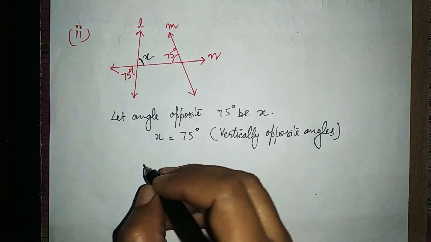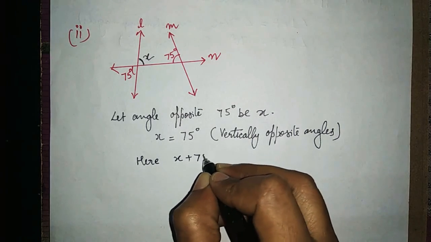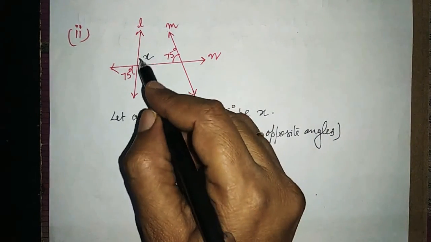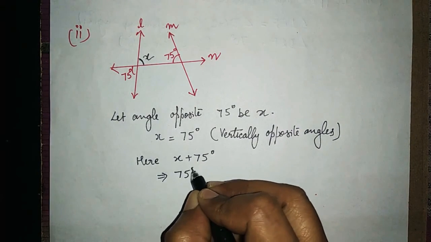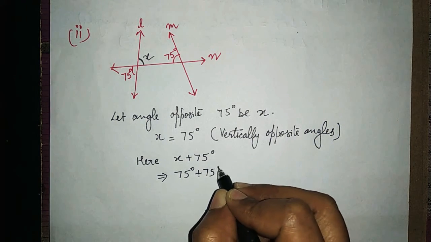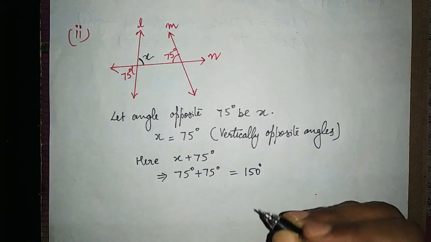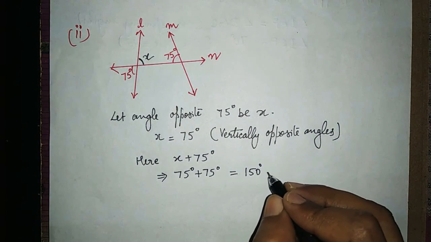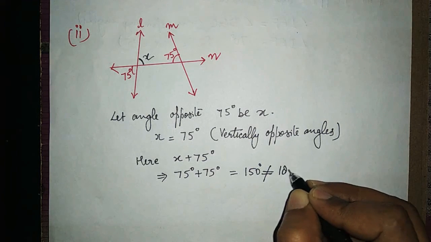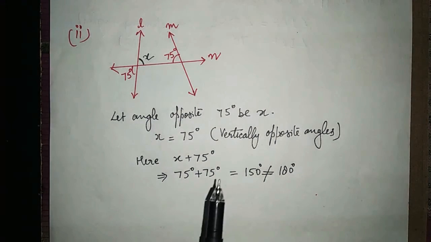Okay. So here we will write X plus 75 degree. Okay. And what is coming X? X is coming 75 degree. So this 75 degree we will put here. 75 degree plus 75 degree. What is coming here? 150 degree. And the sum is coming 150 degree. And this 150 degree is not equal to 180 degree. Okay. So it means what? Line L is not parallel to line M.